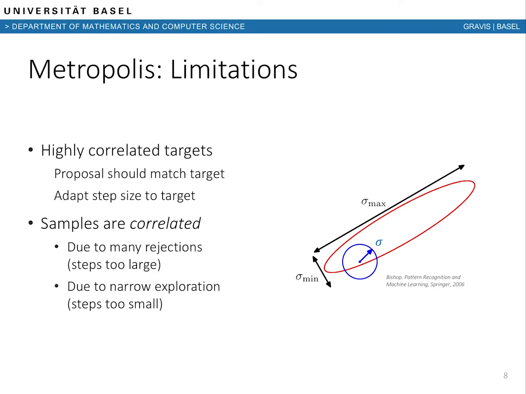The other issue where correlation can occur is if we have a step size which is too small, such as in the small step size example above, where we do not explore on a large scale. We would only wander around very locally in this distribution, and thus all the samples are very similar to the last ones, because we do not propose to jump far enough.